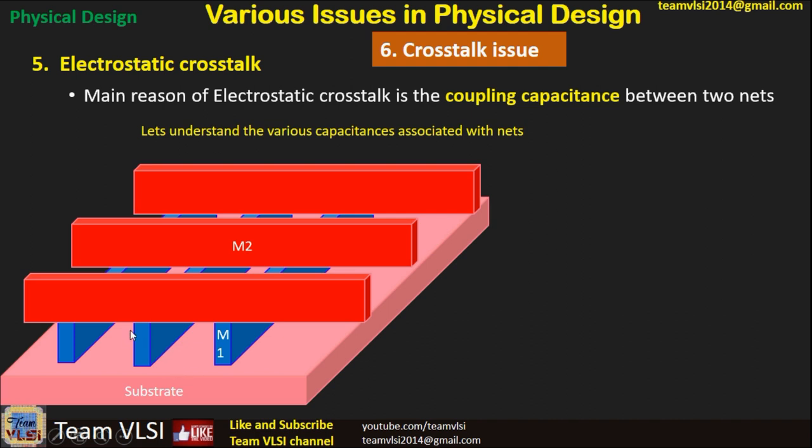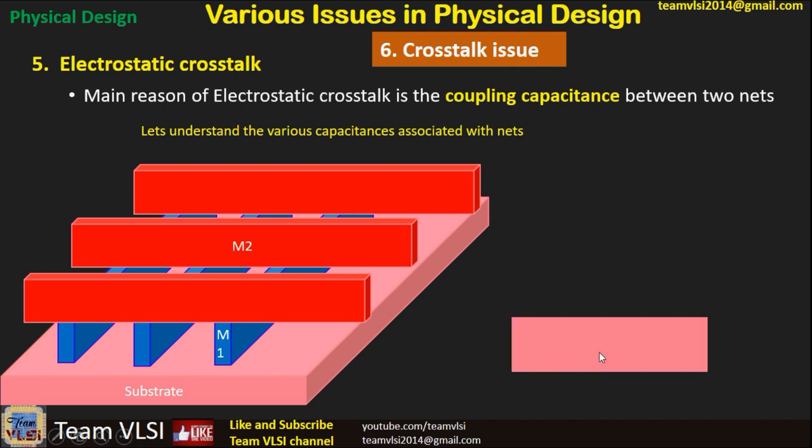So let's see the capacitance. In a simple way, there is the substrate, then metal 1 is coming. Suppose these are the metal 1s, then metal 2 is coming, then metal 3, and so on. The first capacitance is between metal 1 and the substrate, and it is called substrate capacitance. The second type of capacitance is between metals of the same layer. It is called lateral capacitance, CL. It occurs between the same layer of metals.